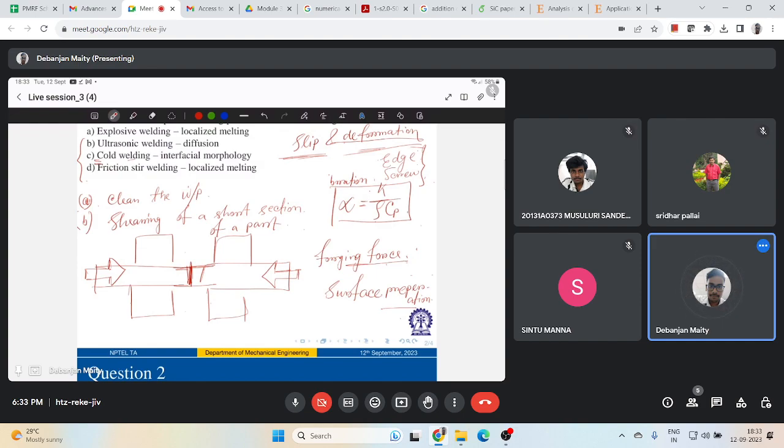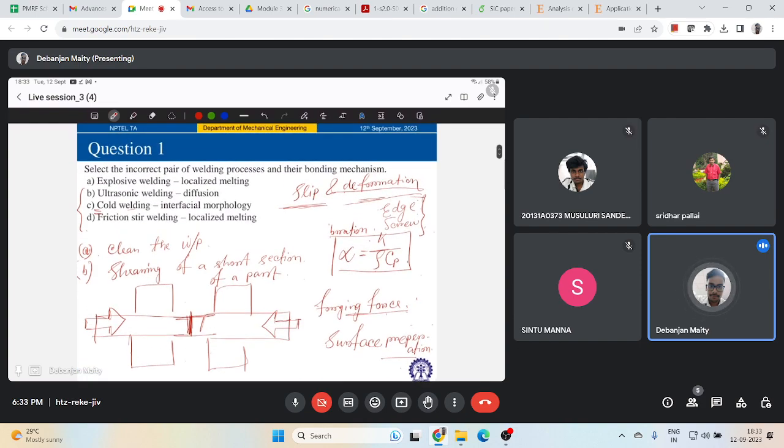Now let us find out which one will be the correct answer over here. We need to select the incorrect pair of the welding process and their bonding mechanism. Which one will be the incorrect? In explosive welding, there can be localized melting. In friction stir welding, there can also be localized melting. So localized melting mainly occurs in these techniques.